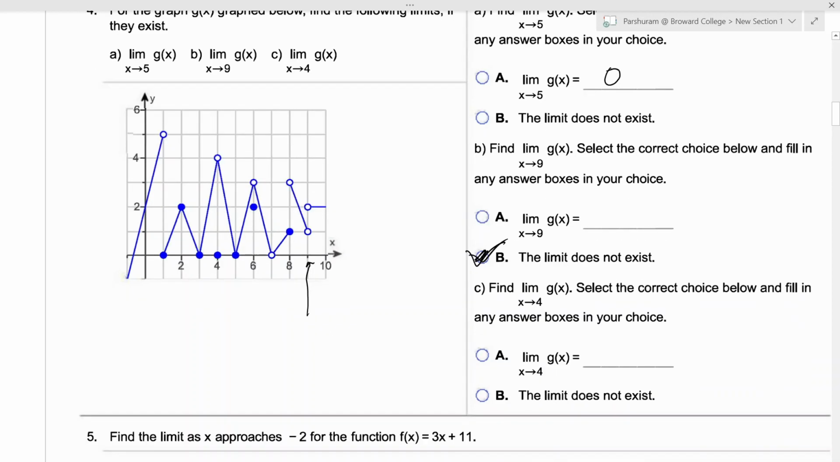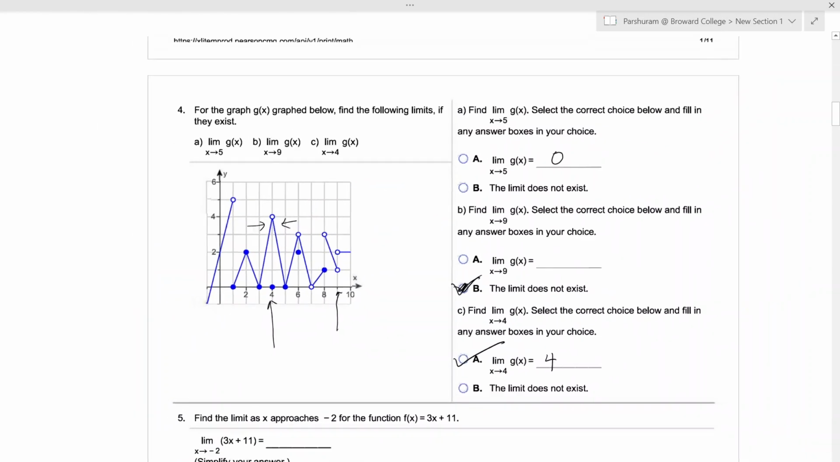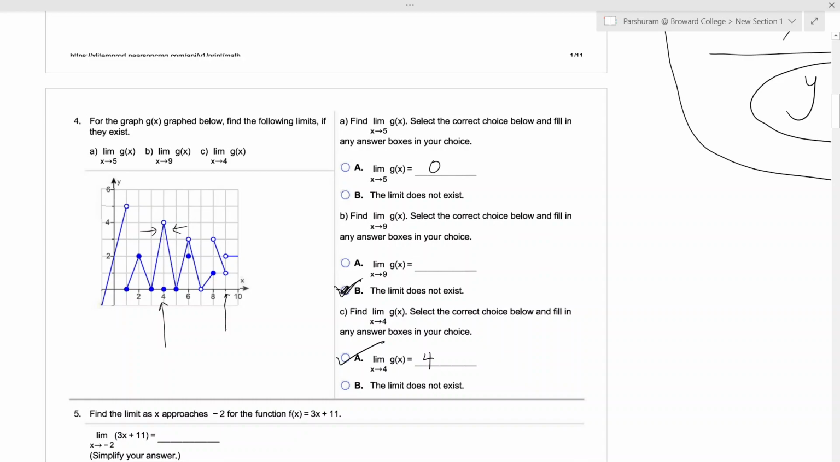Okay. For part C, what is the limit of function g of x when x approaches 4? So this is what we have to see. From the left side and from the right side, the graph is approaching 4. So the left hand limit and right hand limit, both of them are approaching 4. So the limit does exist, and that is 4. Okay, that's problem 4.